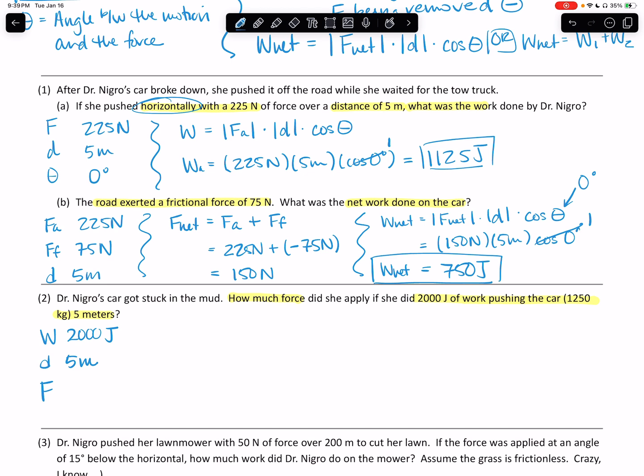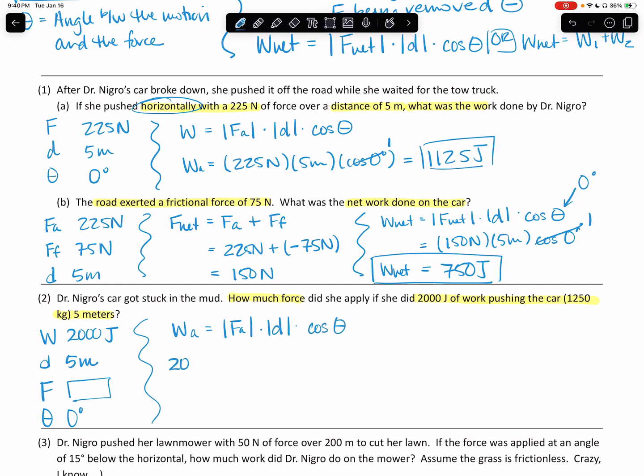Now, it doesn't tell me anything about an angle. So I'm going to assume that we are working horizontally again, which is going to give me a theta value of 0. So work, this is going to be applied, is equal to my applied force times my displacement times the cosine of my angle.